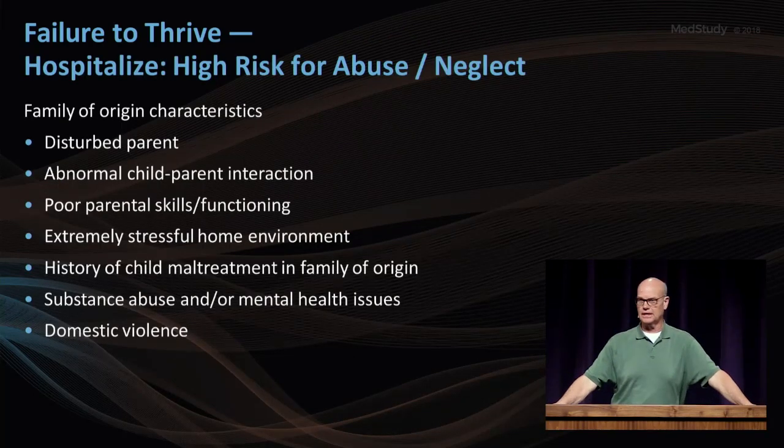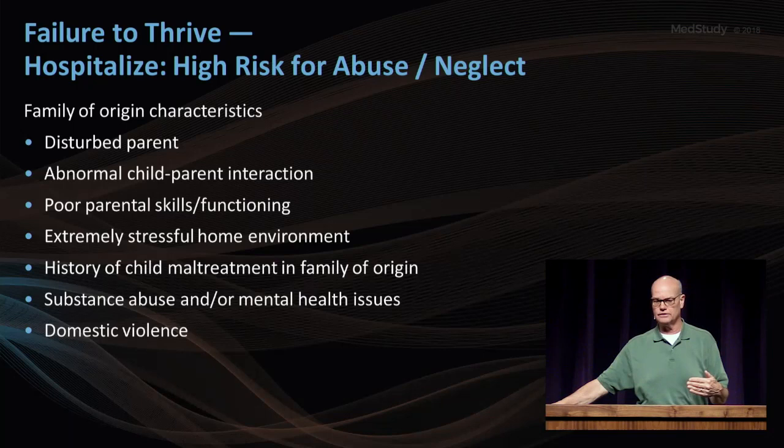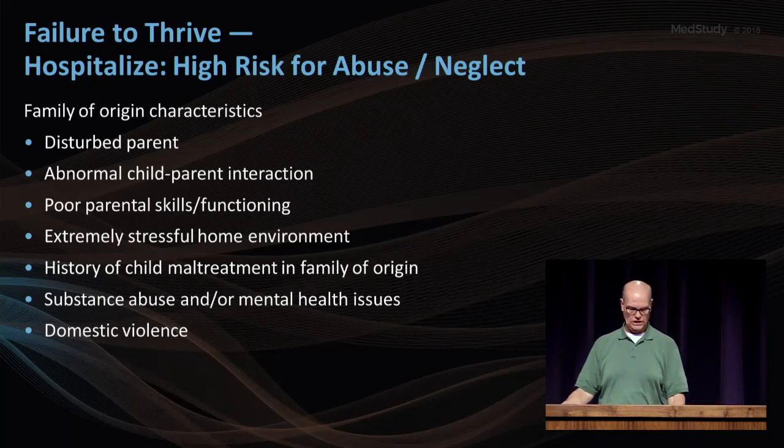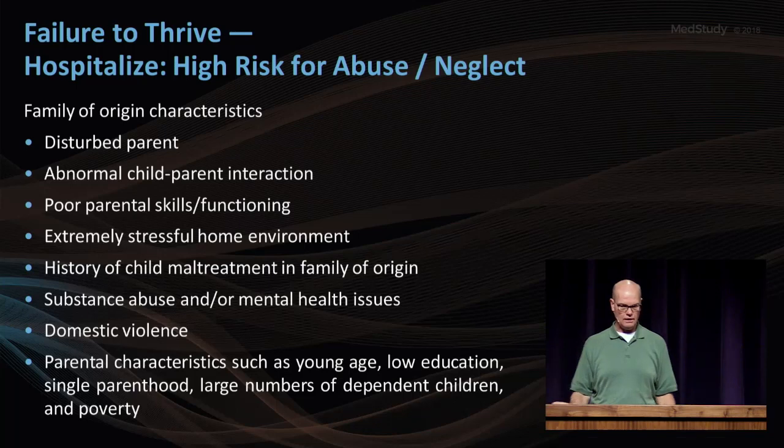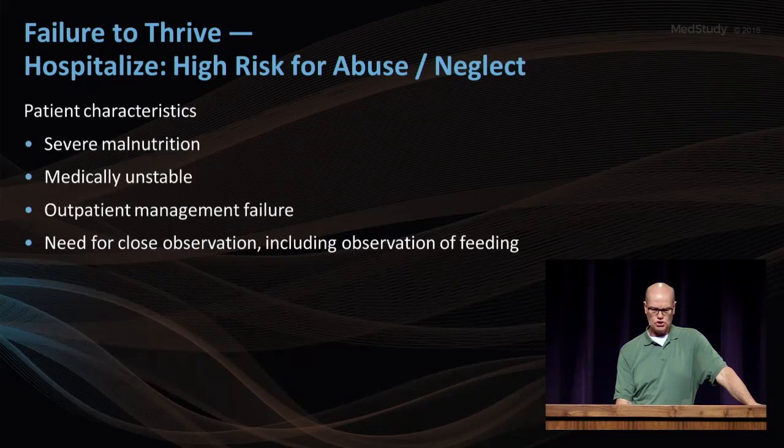Now, when should you hospitalize someone for failure to thrive? Obviously, if there is a high risk of abuse and neglect, and the family of origin characteristics that increase the risk of abuse and neglect, and therefore oftentimes psychosocial failure to thrive, are outlined here. In addition, there are numerous other characteristics that you might read about in a vignette that would prompt you to recommend not outpatient observation, but rather inpatient observation for feeding and perhaps additional workup.